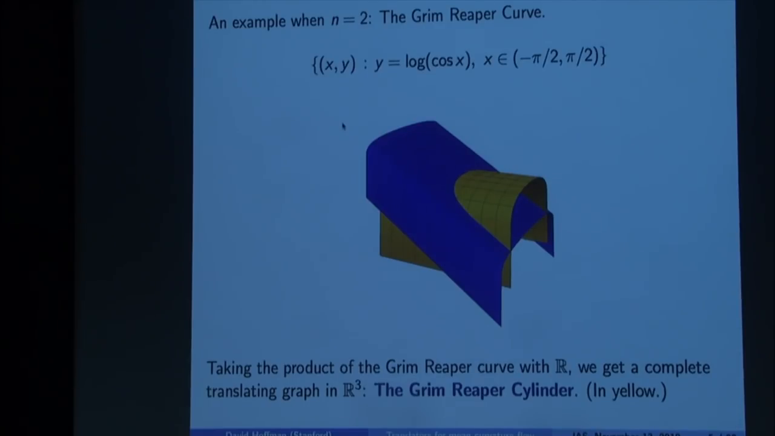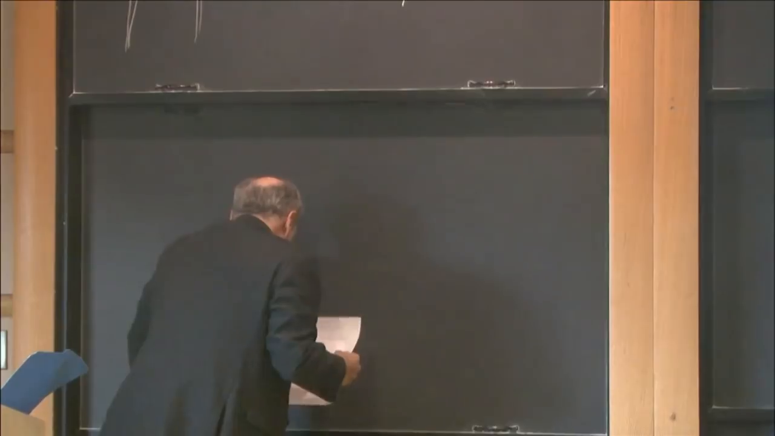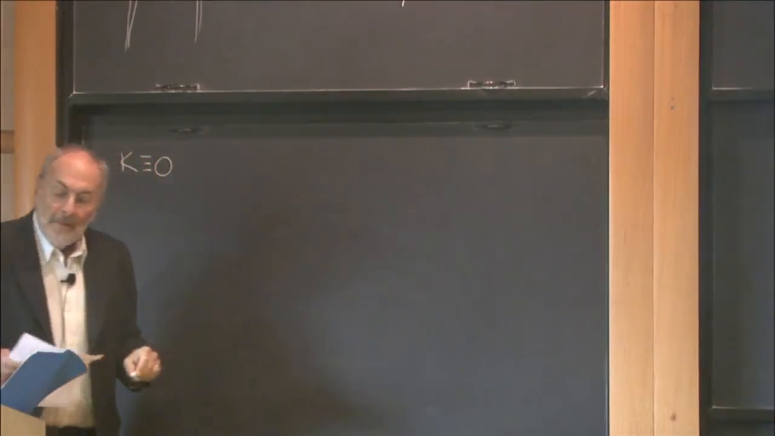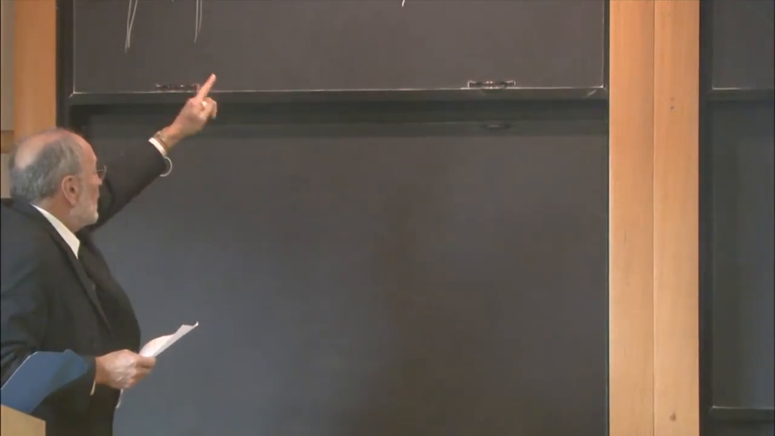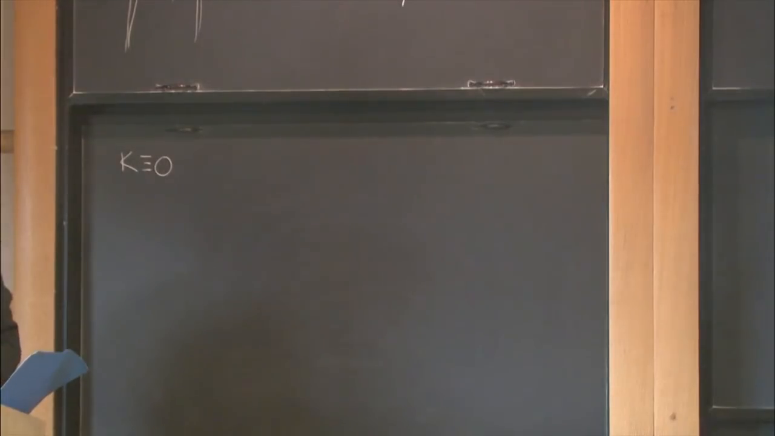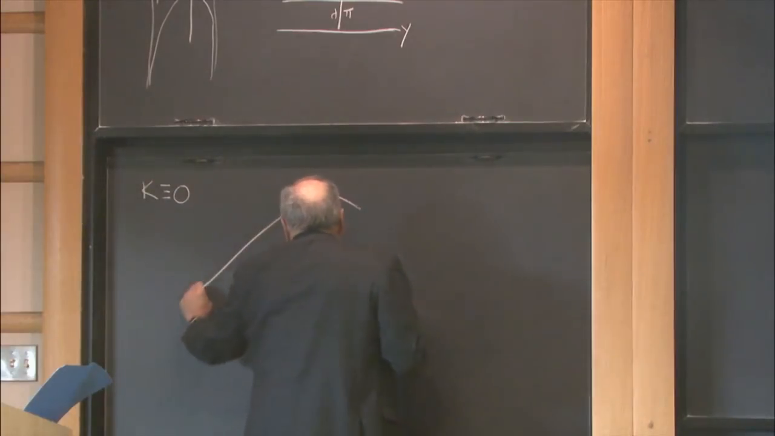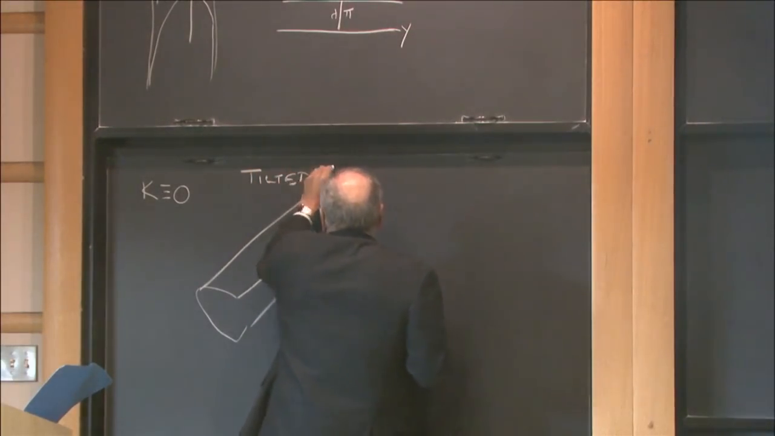Okay. Now that surface is a product surface. Its curvature is identically 0. You can tilt it around the axis pointing up, and you get something that looks blue. And what happens when you do that is, well, you get something like this. And its name is tilted Grim Reaper.